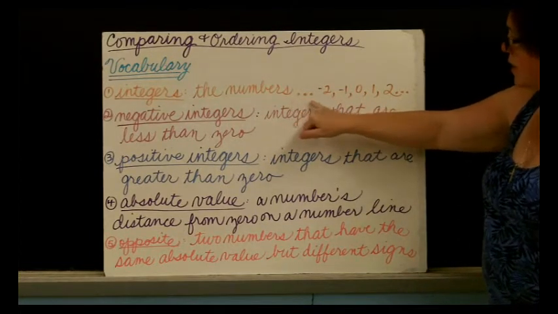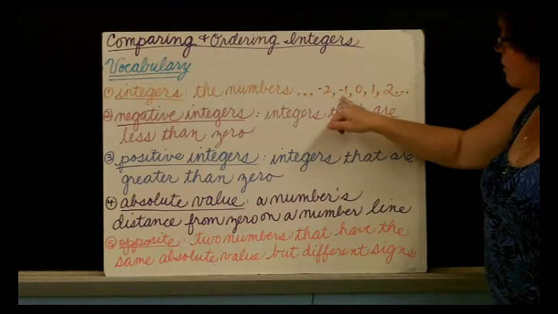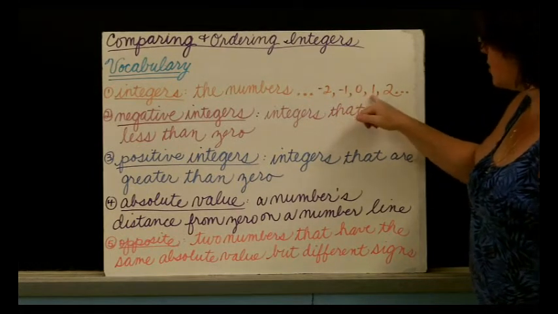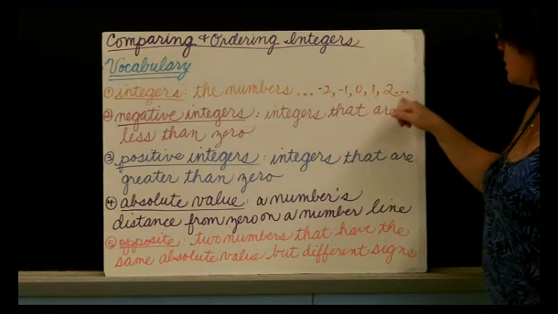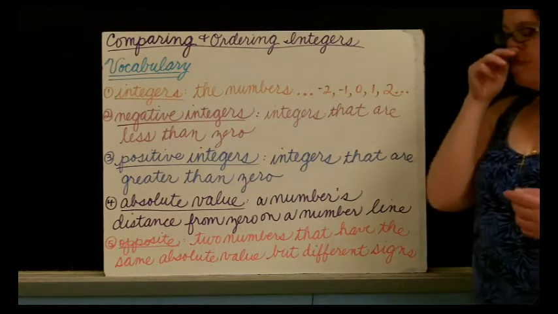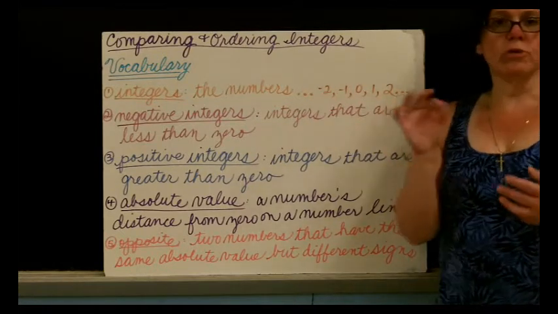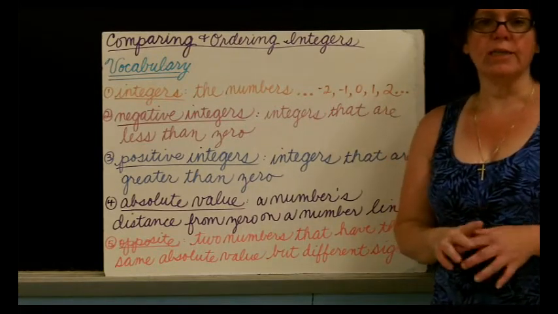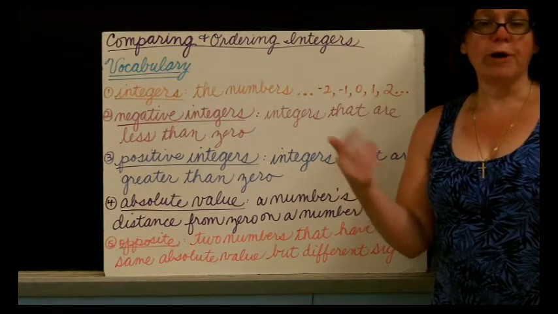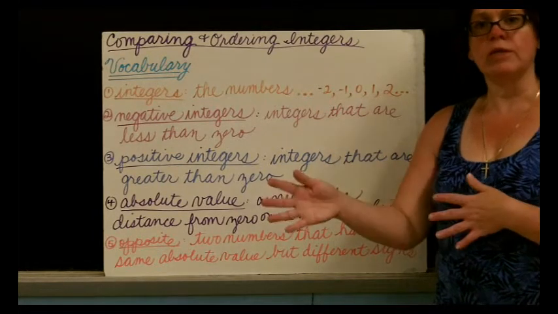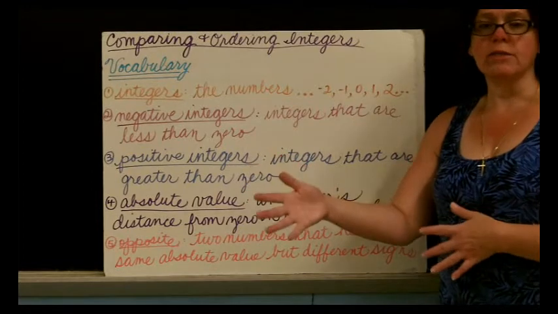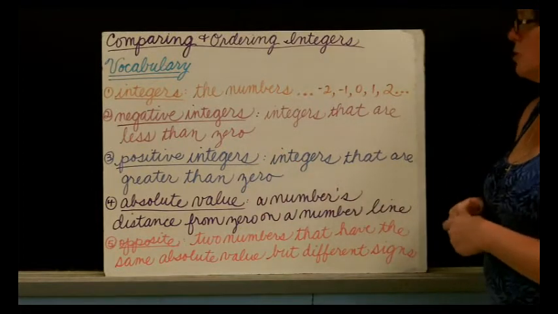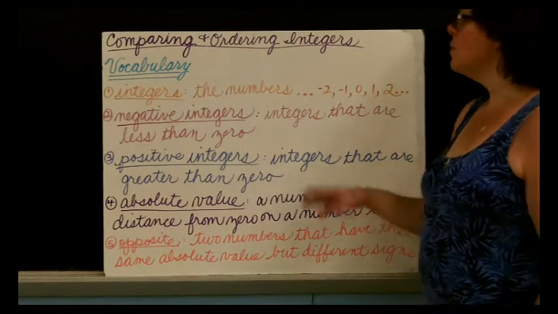We have dot, dot, dot, -2, -1, 0, +1, +2, dot, dot, dot. That ellipsis, those 3 dots, are indicating that the numbers go on forever and ever into infinity, both in the negative direction, less than 0, and in the positive direction, because numbers never end.